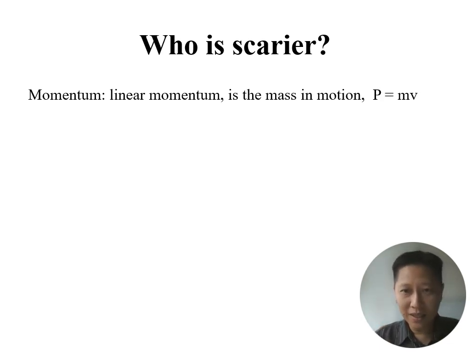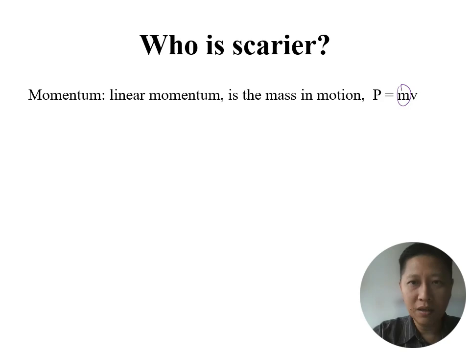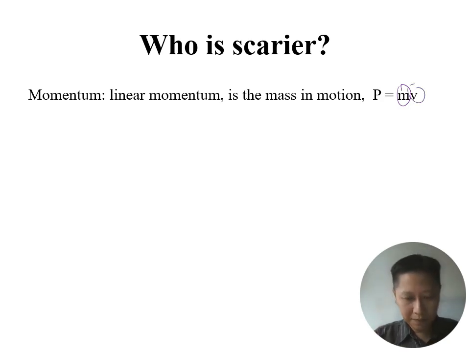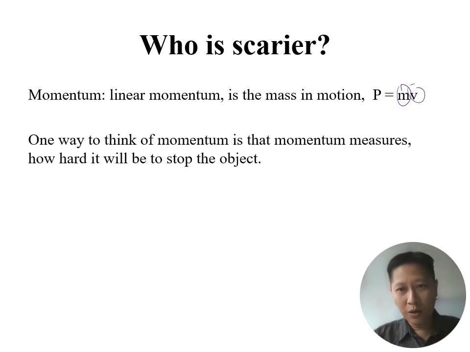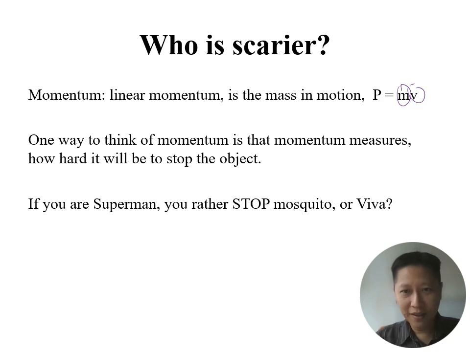Momentum is defined as P, the momentum, equals mv. M is the weight of the object. V is the velocity of that object. When we say there's a big momentum, the value is very big. It means that the object we encounter is harder to be stopped. Who is scarier? If we ask Superman, do you rather stop a mosquito or a Viva car?